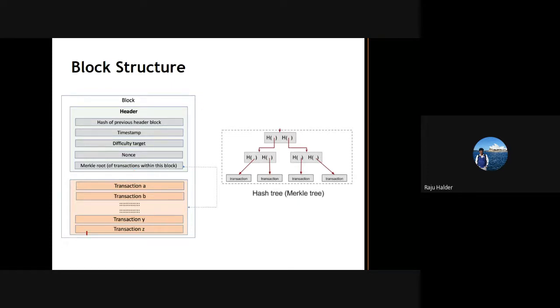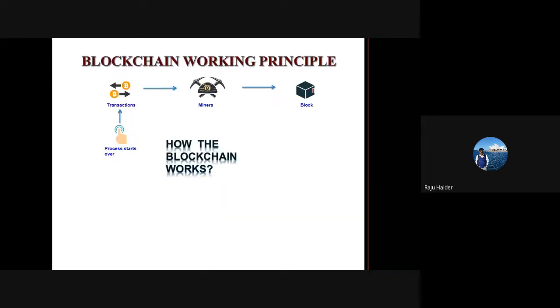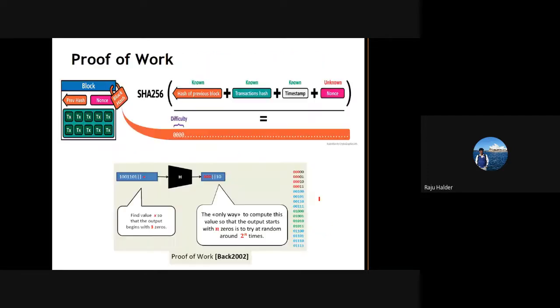Once this block is created by the miner, then after creation, the miner has to prove something. What does the miner have to prove? The miner has to do some proof of work. What is this? In this case, for the block that has been created by the miner, the miner will apply the hash function.